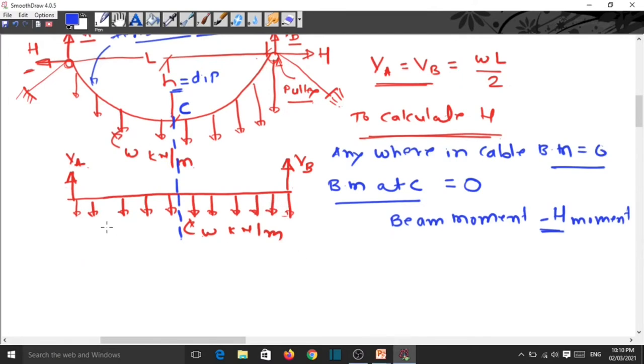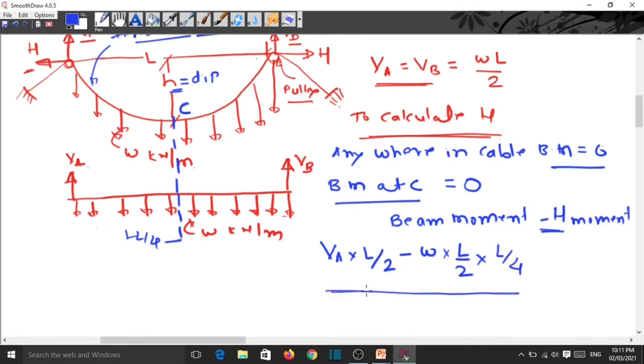Suppose B moment is what? From the left side, this force creates the sagging bending moment. So VA into L by 2. Then this is a downward force, so this creates the hogging bending moment. That is why it's minus W into L by 2 into the distance, which is L by 4, the distance to the center. So this part is the beam moment.